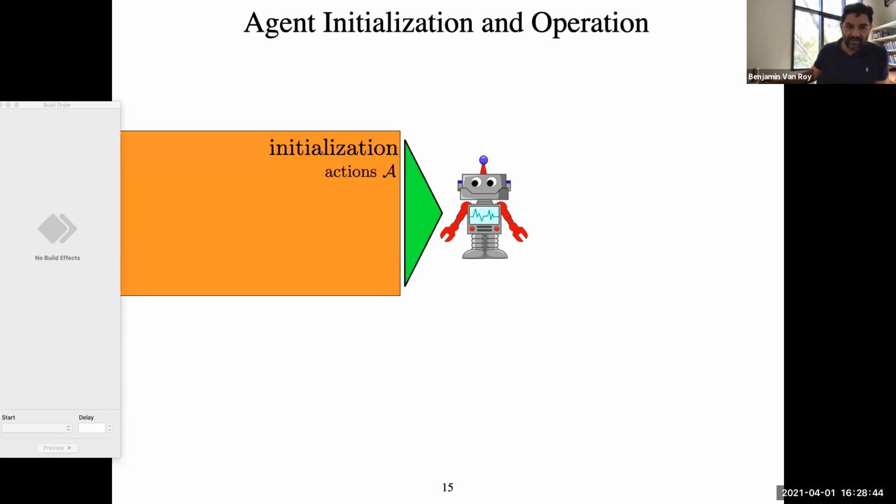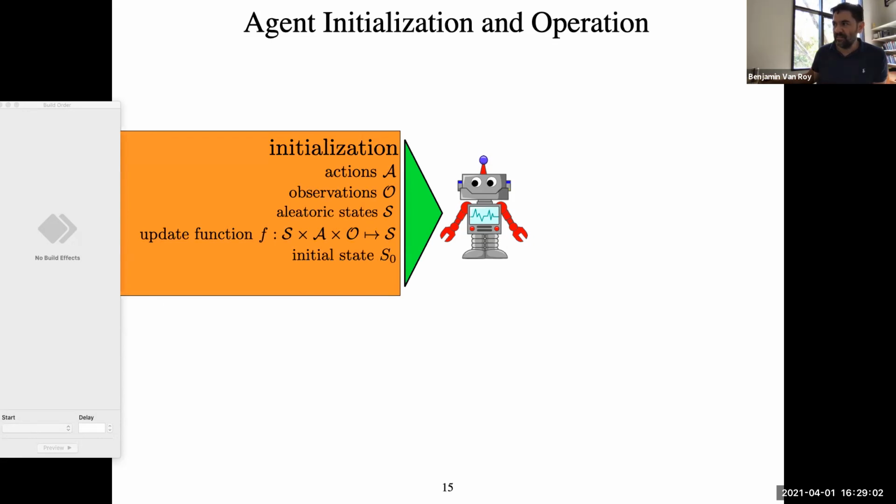Okay, so the one thing is you need to specify the set of actions, the set of observations. You have to specify the set of aleatoric states. You have to specify the aleatoric state update function F. You have to provide an initial aleatoric state S0. And you need to specify a reward function that maps state action observation triples to the unit interval. Okay, and that's it. That's all you supply the agent with. There's no other hyperparameters or anything like that.